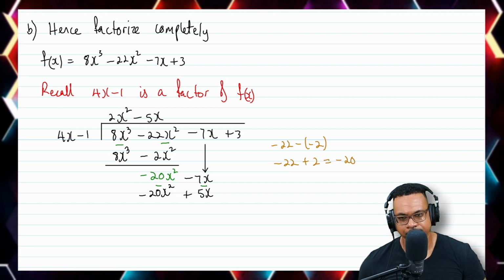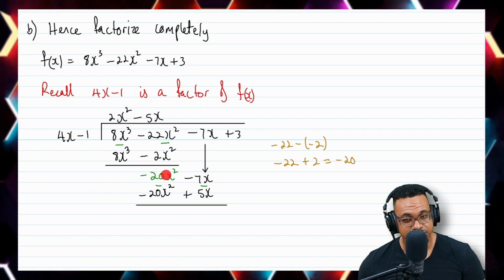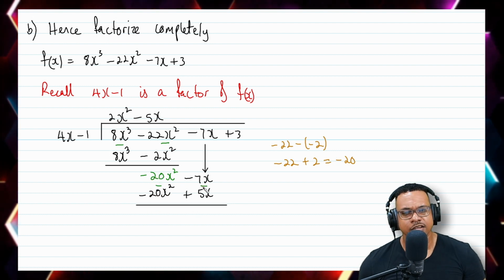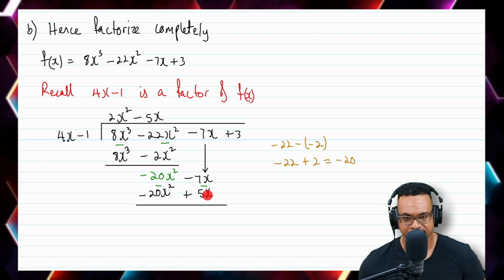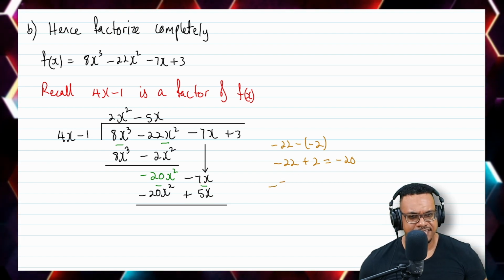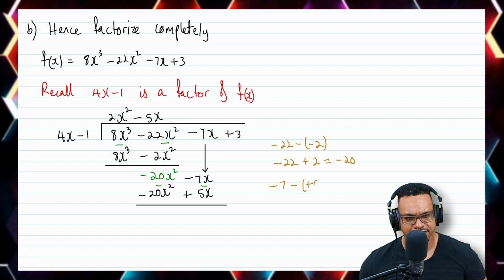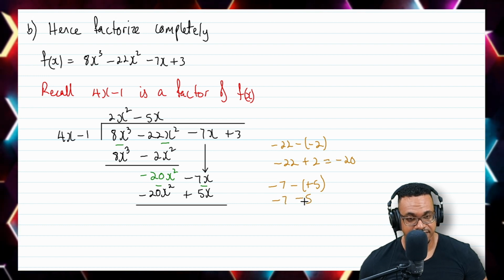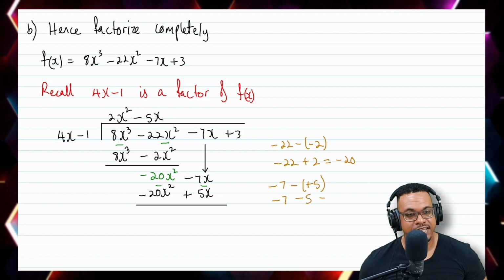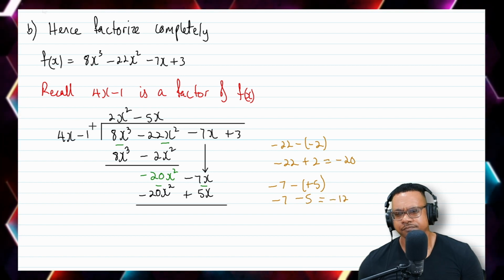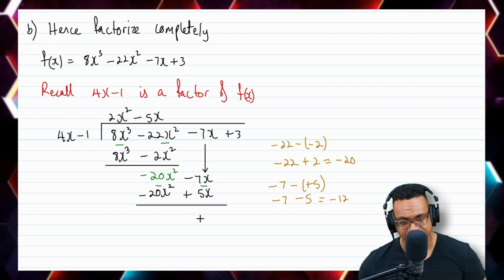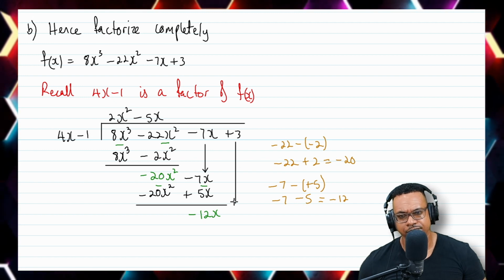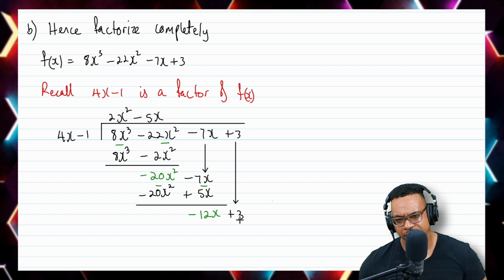Now we're going to subtract again. Now these two things are the same and we are subtracting, so we're going to get 0. So I'm not going to write anything here. So now we have negative 7x take away positive 5x. So what we can write is negative 7 take away positive 5. These two signs, when you multiply them, will give you a negative sign. So we have negative 7 take away 5. Signs are the same, so you're going to add the 7 and 5 and keep the negative sign. So that's negative 12. So what we're going to get here is negative 12x. And now we're going to bring down this positive 3. So I'm going to write positive 3 here.